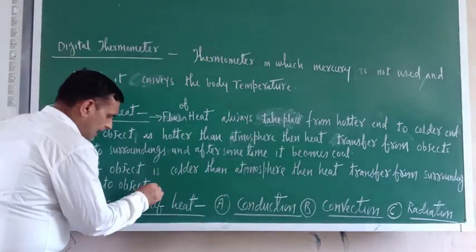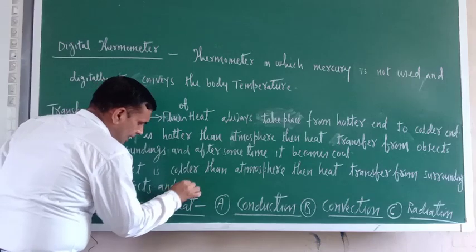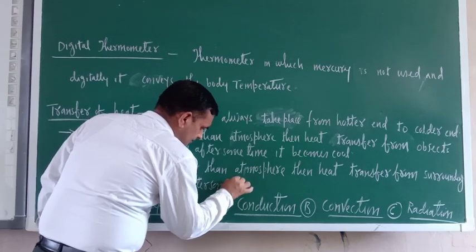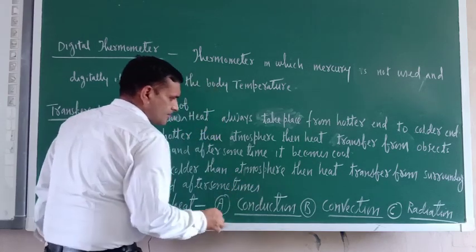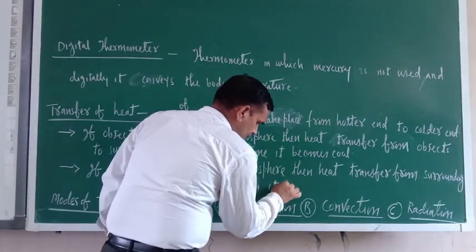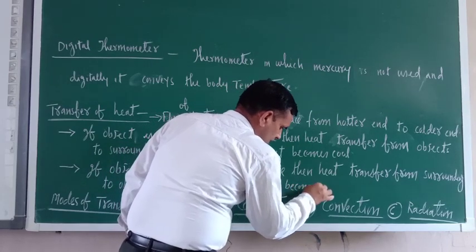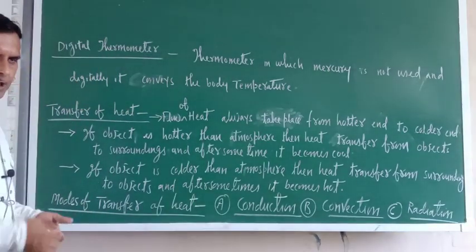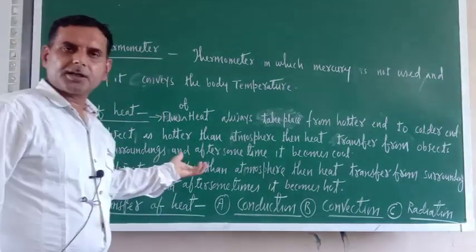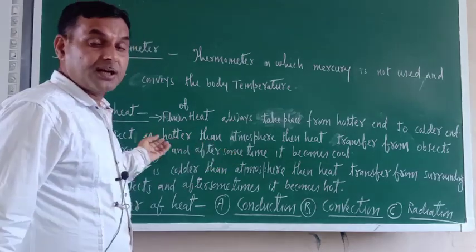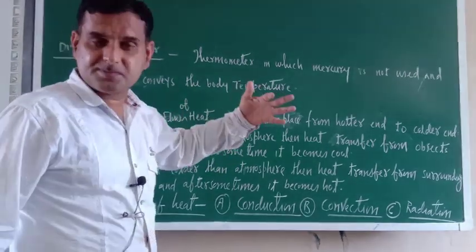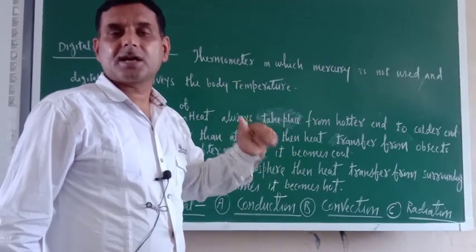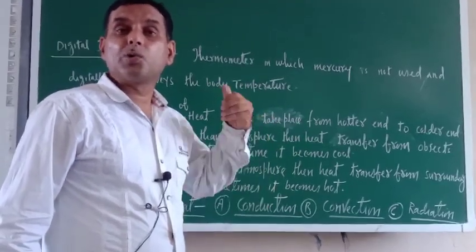So remember here, if an object is colder than the atmosphere, then heat transfers from the surrounding to the object, and after some time it becomes hot. Okay, so these two are the methods by which heat is transferring. Am I correct or not? So always remember, heat always transfers from the hotter end to the colder end.